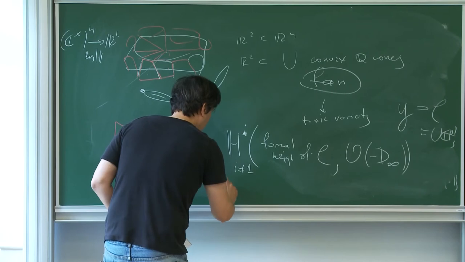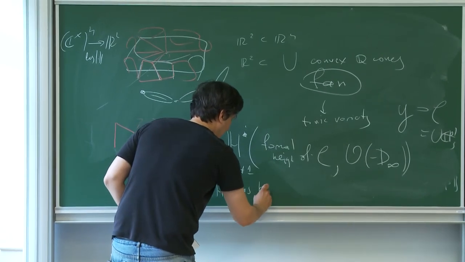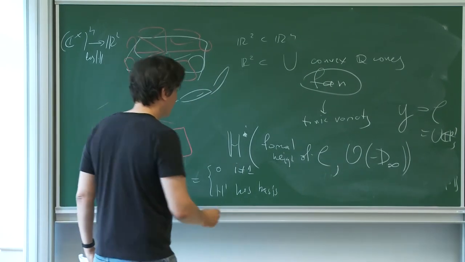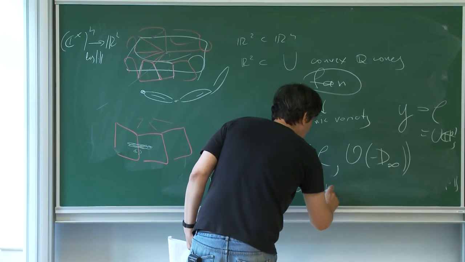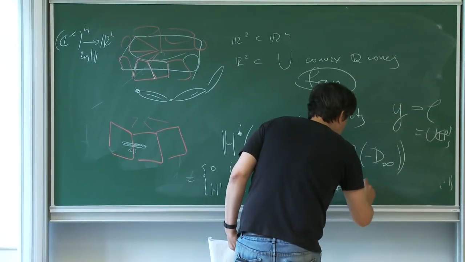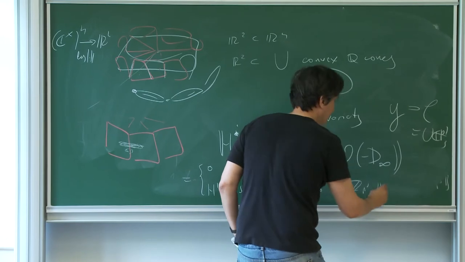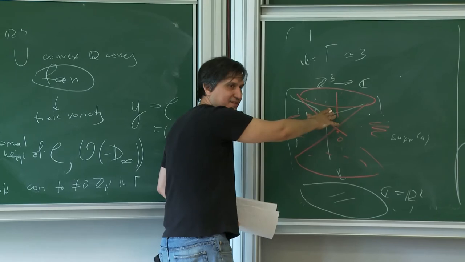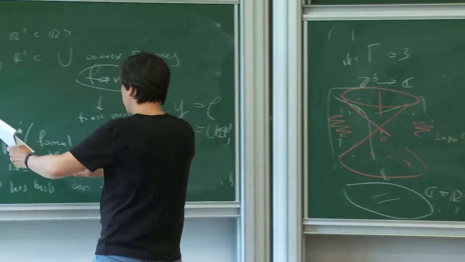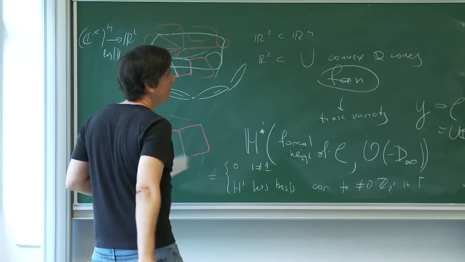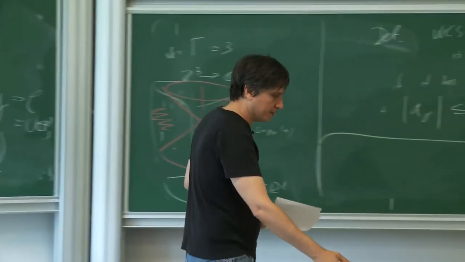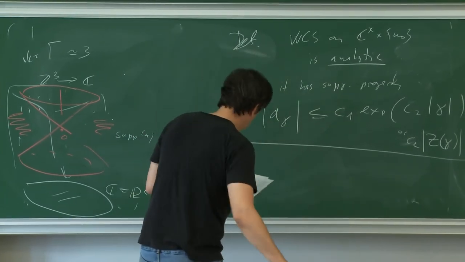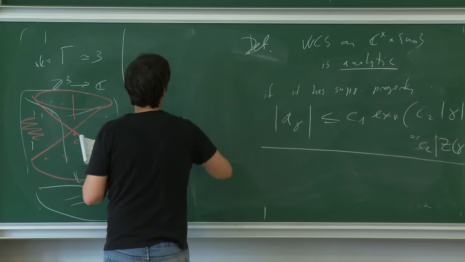and H1 has a kind of topological basis corresponding to non-zero integer points in gamma supported on something like this complement. So you can see the dual cones, take the union and take cohomology, and you get exactly H1. No other cohomology around. Maybe I'll just give you some simple example.